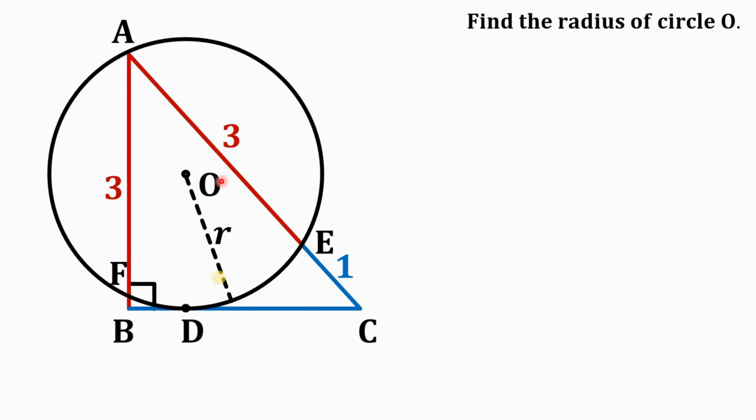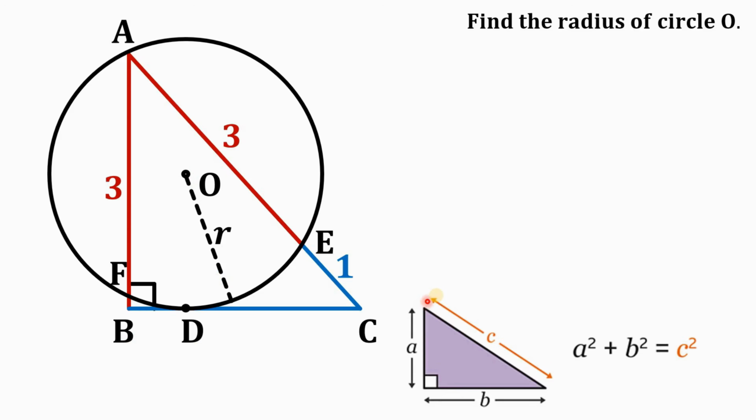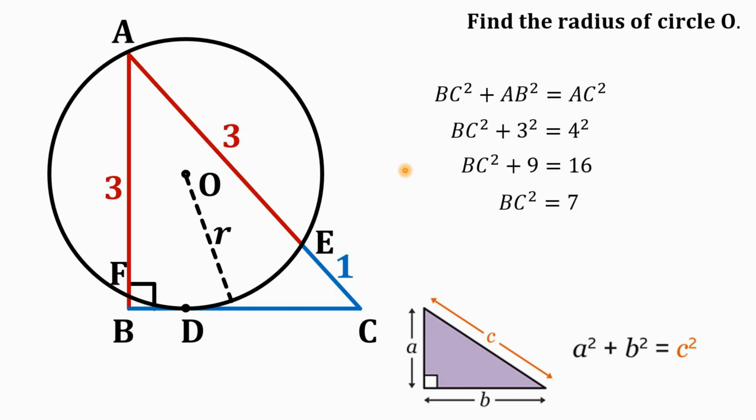In order to find the length of this radius R, we will first find the length of this segment BC. To do that, we will use the Pythagorean theorem. So we have BC squared plus AB squared equals AC squared. Substitute all the given values. We have BC squared plus 3 squared equals 4 squared. Simplify and find the value of BC, and we get that segment BC is simply equal to square root of 7.